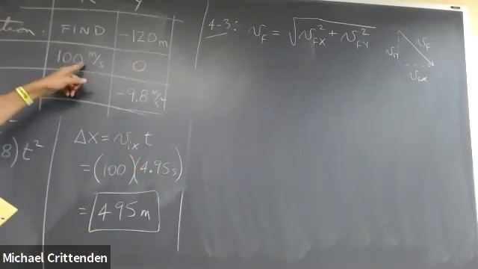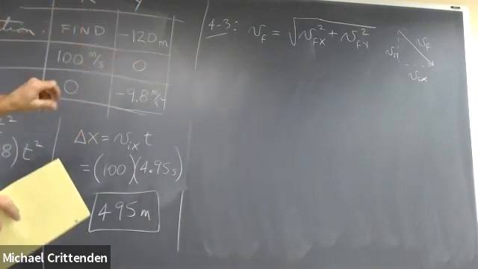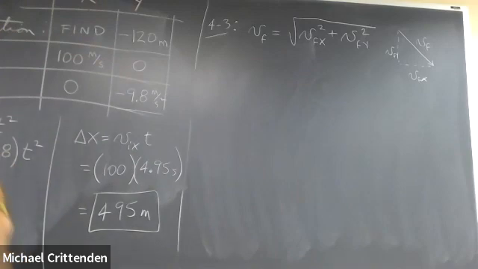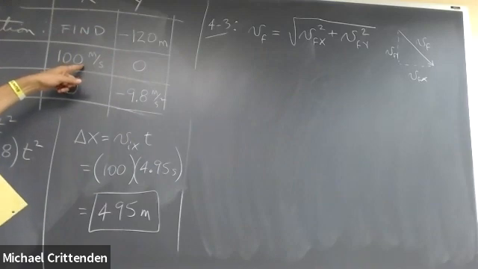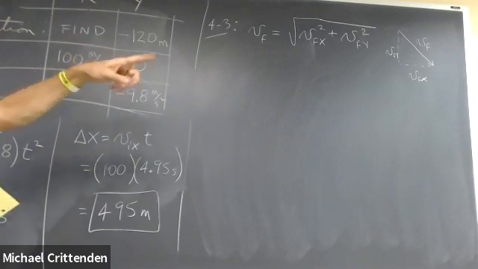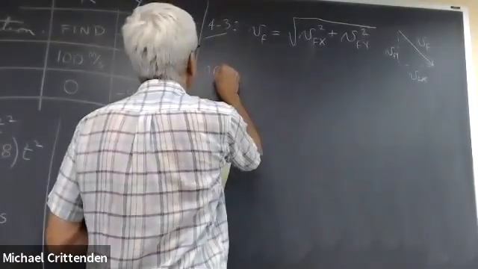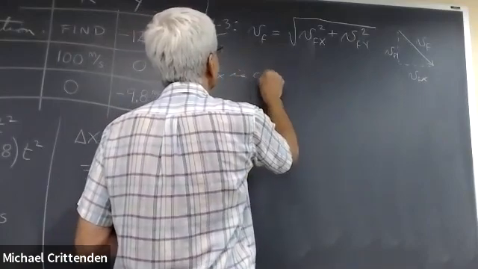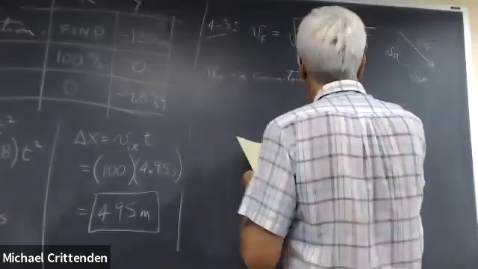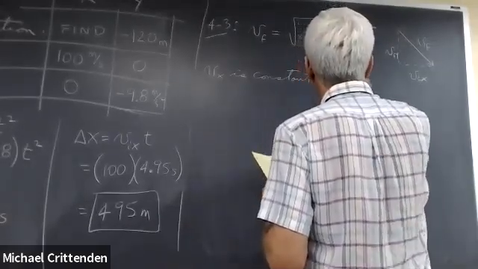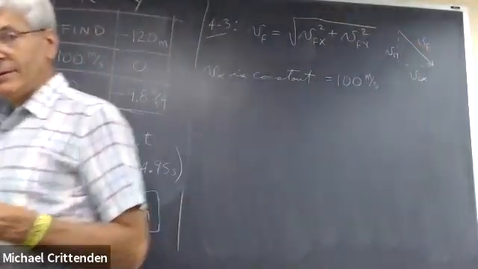If the sun was directly overhead, you've got the shadow going along the surface of the water. If that was originally going 100 meters per second, it's still going 100 meters per second in the end. So Vx is constant, 100 meters per second throughout the entire flight.